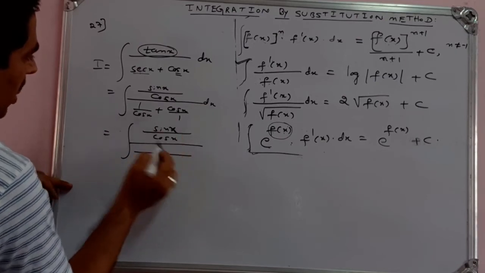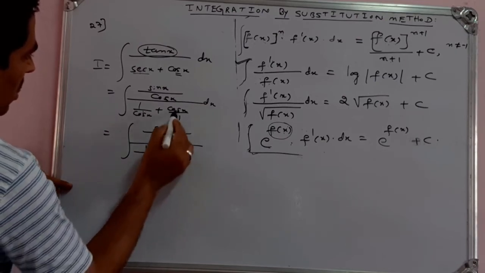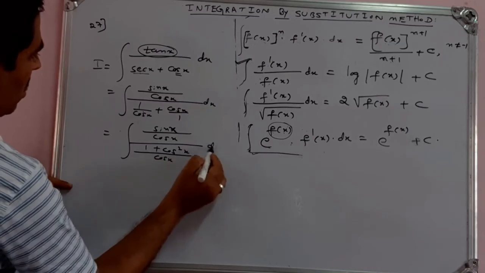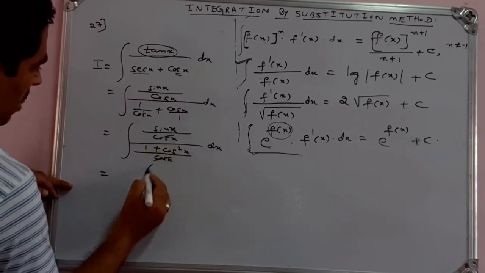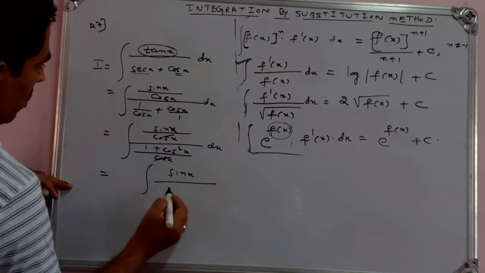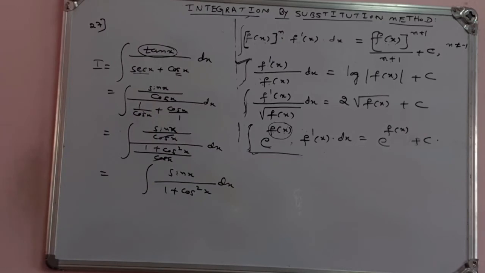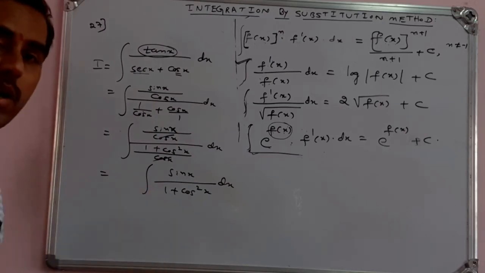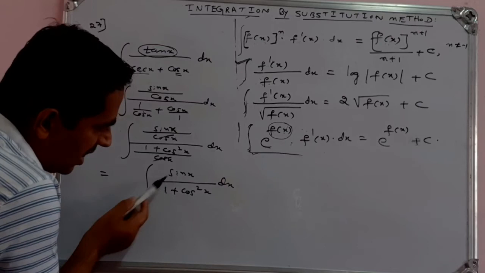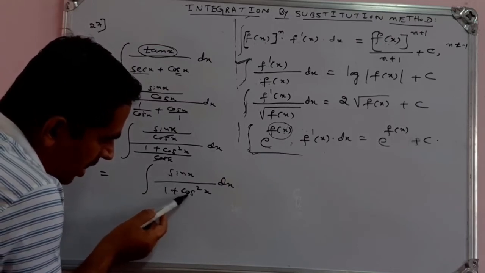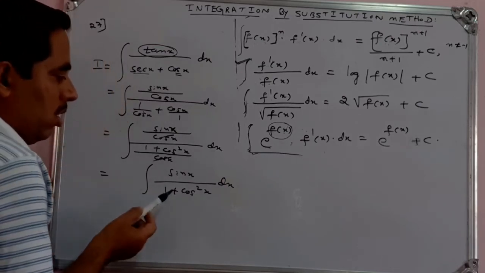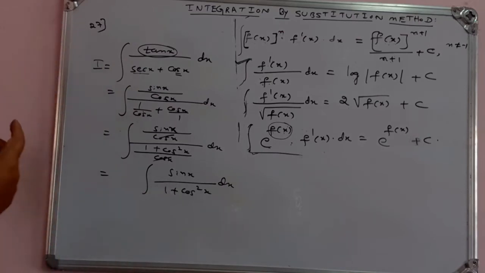Multiply every term by cos x: 1 by cos x into cos x is 1, plus cos x into cos x is cos square x. Then the cos x cancels, and I will get sin x divided by 1 plus cos square x in the denominator. Up to this step we can do it very easily. Observe this: in the numerator sin x is there, in the denominator 1 plus cos square x is there. So we can use the substitution method. For which term should we substitute t? We have to think here.